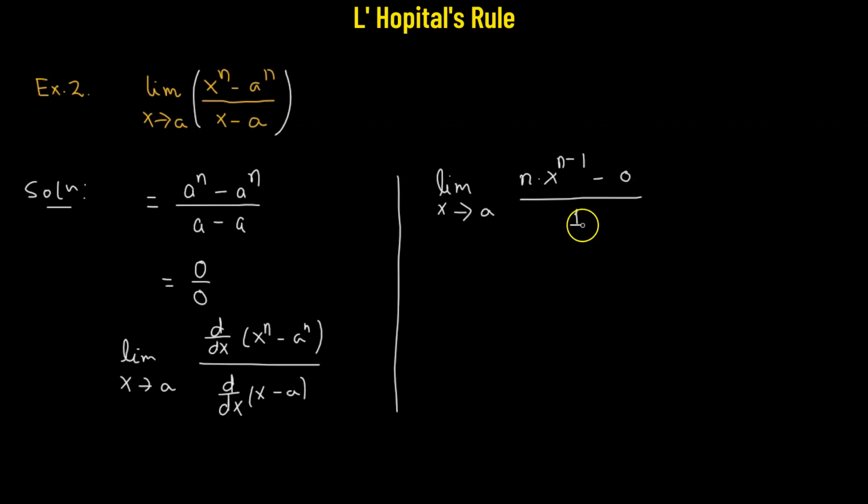So the denominator is going to be 1. Now when we substitute the value of x with a, we get n times a raised to the power of n minus 1. So this is the limiting value of our given function, n times a raised to the power of n minus 1. Let us go to the next problem.